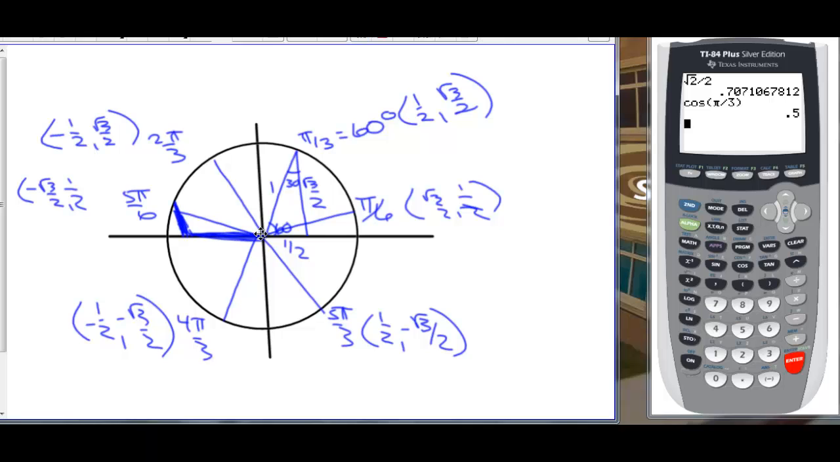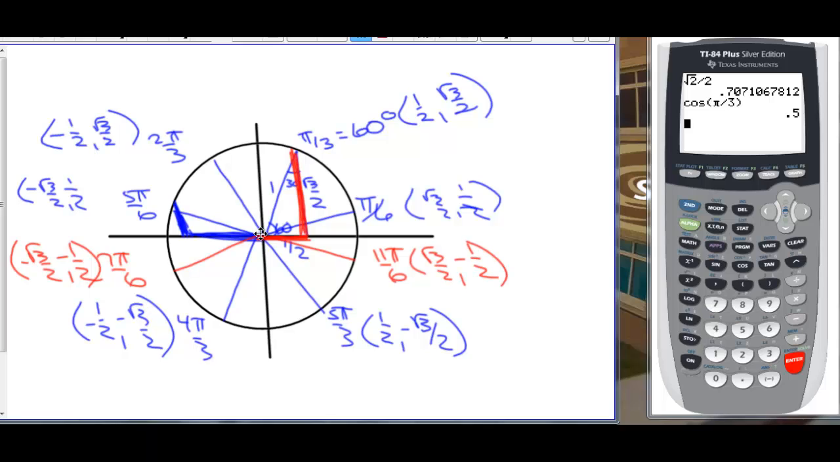And on the pi over 3s, this is the shorter one right here. That's the 1/2. This is the longer one. That's square root of 3 over 2. You'll see on the video, I always try to find the 1/2. Where's the 1/2? 7 pi over 6. That's negative square root of 3 over 2, negative 1/2. And then the last pi over 6 is over here, 11 pi over 6. That's square root of 3 over 2, negative 1/2.